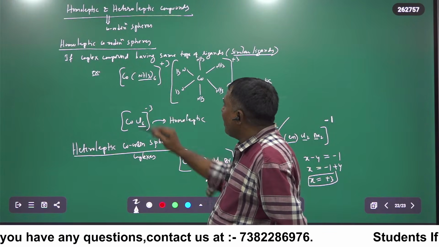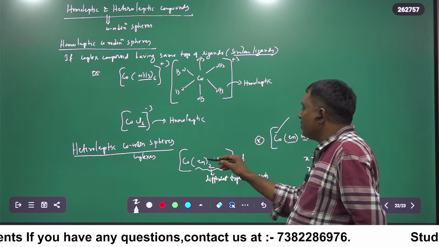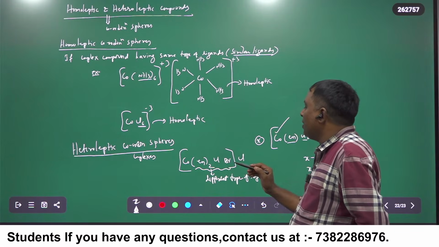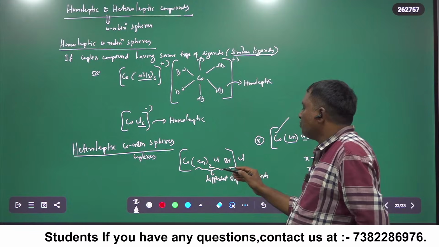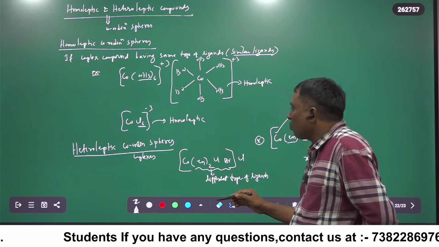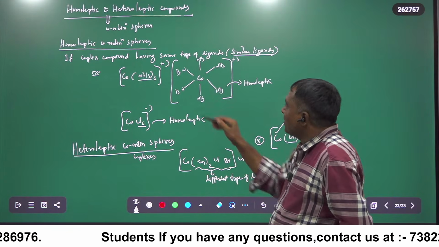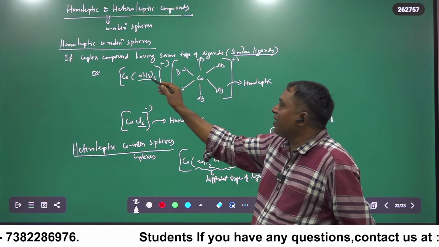But in the square bracket of the heteroleptic, different ligands are present. So 2 en ligands, one is Cl ligand, another is the Br ligand. This is the coordination sphere. So here different ligands are in the sphere. There are same ligands in the homo. Homo means same.